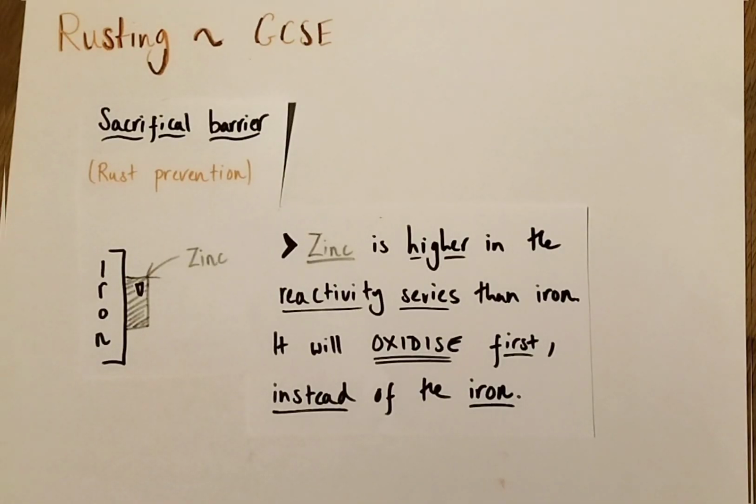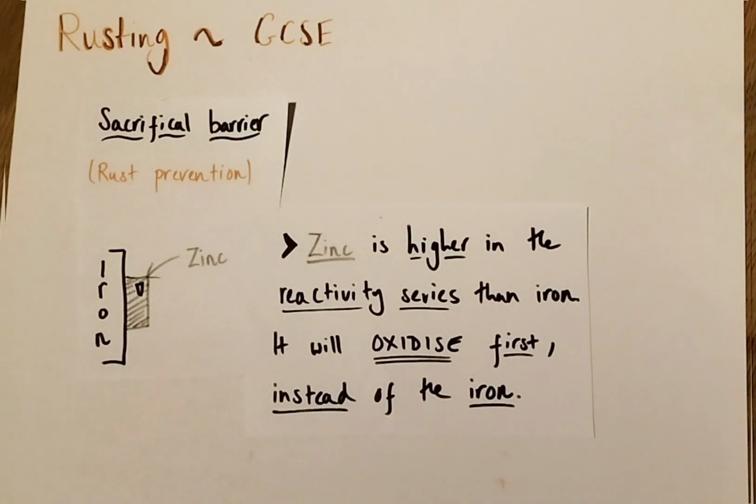A more sophisticated method for preventing rusting is known as the sacrificial barrier method. This involves putting a more reactive metal, like zinc, on the surface of your iron object. The zinc is higher in the reactivity series than iron and will therefore oxidize first, preferentially instead of the iron. Now, amazingly, this small piece of zinc will actually protect a wider area of iron beneath it, and that's because of the redox reaction taking place I'm going to explain very shortly.